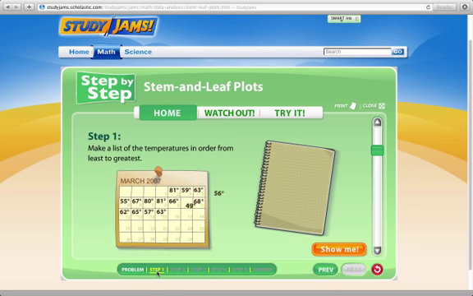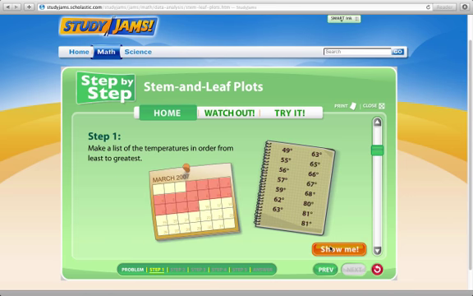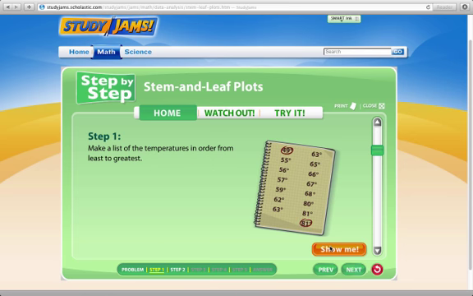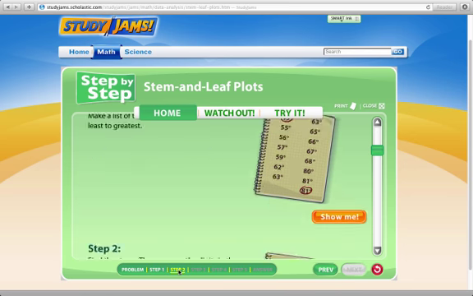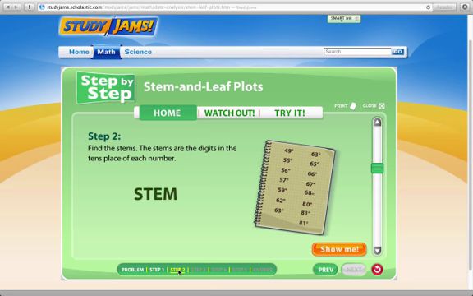First, make a list of the temperatures in order from least to greatest. In 15 days, the temperature has swung from the 40s to the 80s. Next, find the stems. The stems are the digits in the tens place of each number. See how each number has two digits? The first one, the tens digit, that's the stem. Even if more than one number has the same stem, only include a stem once.